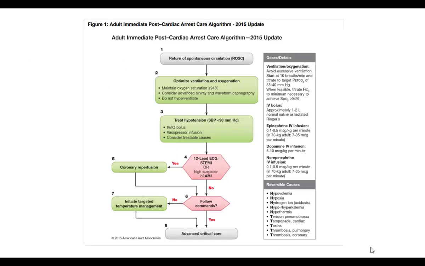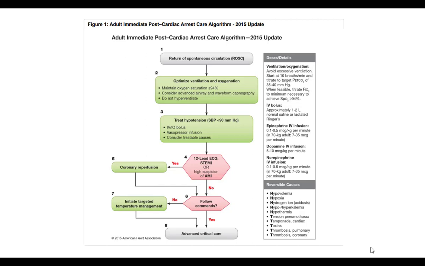So this is the algorithm given by the American Heart Association, the Adult Immediate Post-Cardiac Arrest Care Algorithm, 2015. All of you have done the American Heart Association course, and I think you know what exactly needs to be done after return of spontaneous circulation. Oxygenation and perfusion are the two most important things which we do.